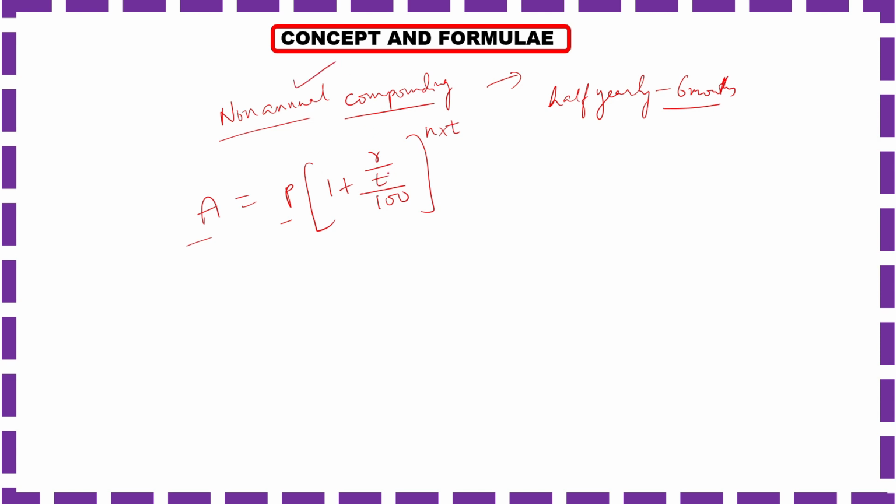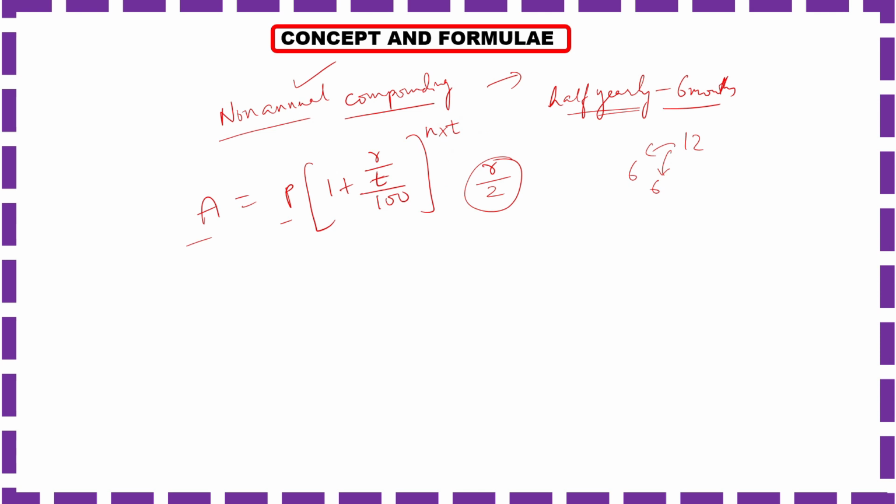Then what happens? R by n becomes R by 2 in case of compounding half yearly, because in 1 year we will get 2 sixes, right? So R by 2 and n into 2. So we will have a value there.